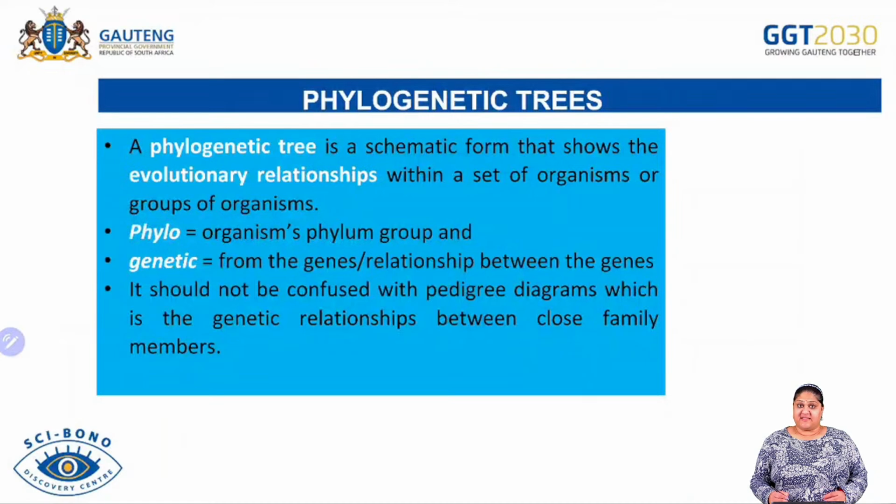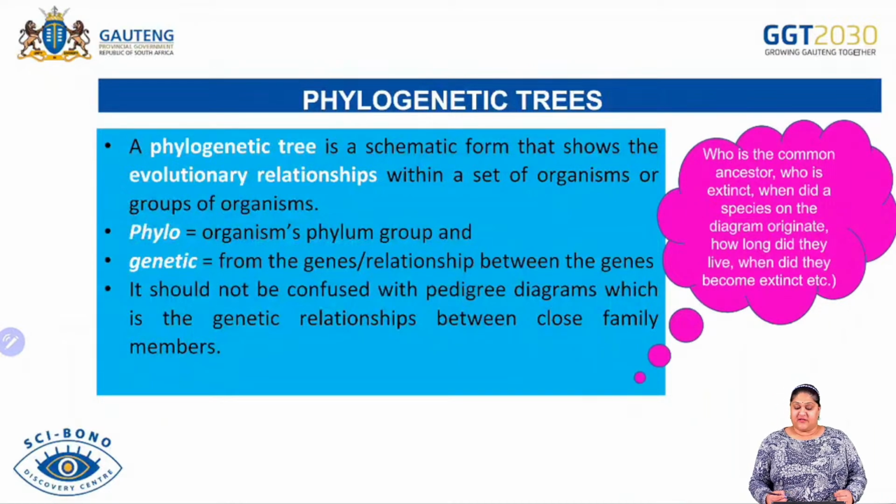But this phylogenetic tree should not be confused with a pedigree diagram, which is the genetic relationship between close family members. So pedigree diagrams you learned when you did genetics, and that is basically our family tree. But when we are looking at a phylogenetic tree, we are looking at evolutionary relationships within a family per se, but more specifically between species. So we are looking at our whole family being the Hominidae, but it's not a family tree, it is a tree. A phylogenetic tree shows relationships between different species.